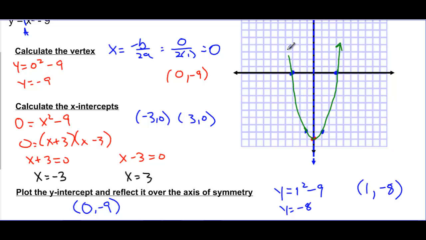So you have some backup plans. We're not stuck using these 5 key points. They're important points, but sometimes they're actually the same. The vertex and the y-intercept happen to be the same point, and that's going to happen, and we can always go back to the old xy table.